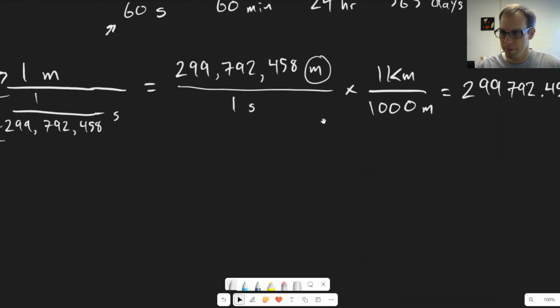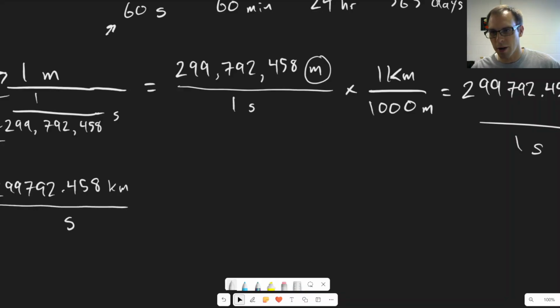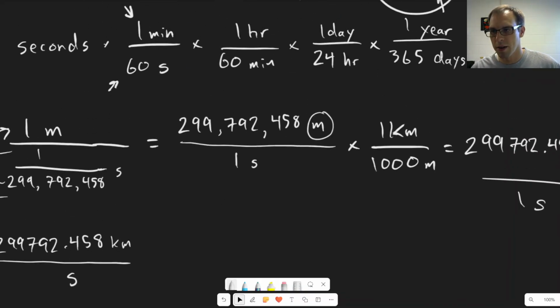I'm going to need more space here, so I'm just going to repeat this down here. And we still have our over 1 second. We didn't get rid of that yet. So we have 299,792.458 kilometers per second. And now we need to do all these conversions up here to go from seconds. The thing that's a little bit different here is that in this value, seconds is in the bottom, so all these fractions are going to flip upside down so that we can keep seconds in the bottom. Our desired unit is on the bottom now instead of on the top.